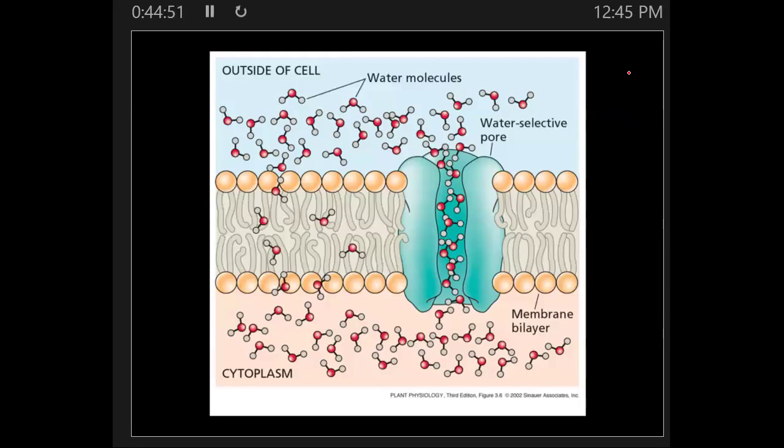And just a reminder, basic biology, hopefully they taught you about aquaporin proteins. That's how water's getting through the cell membrane. There are special channel proteins that allow for rapid movement of water through the cell membrane.